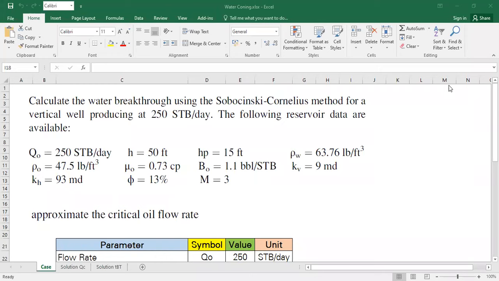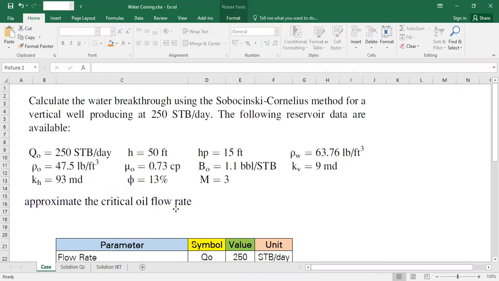So in this video, we will continue our Q&A session. And today's topic is an extension from the previous topic. The previous topic we talked about water breakthrough using Sobocinski and Cornelius method. And the extension of the previous case is that now we need to approximate the critical oil flow rate. Okay, so this is the problem, this is the case.